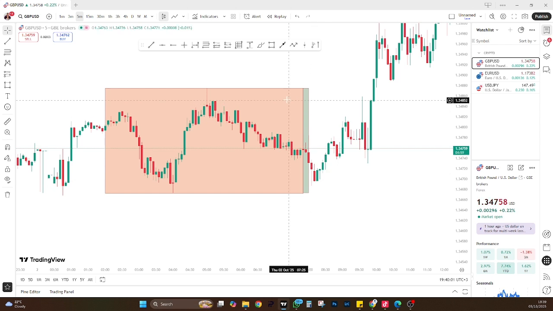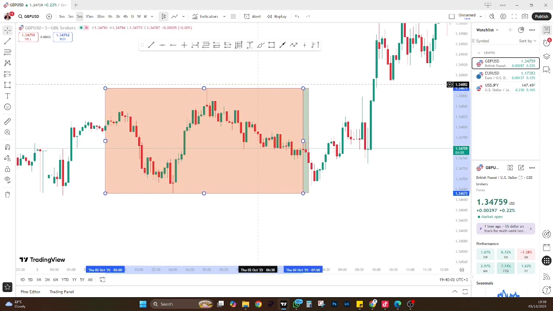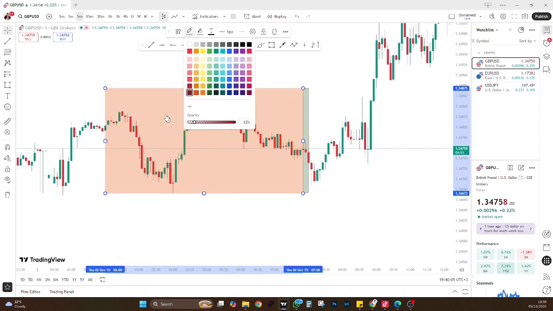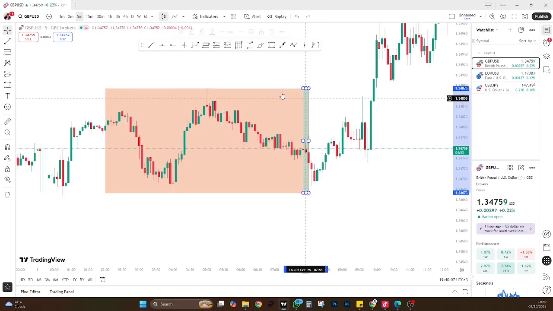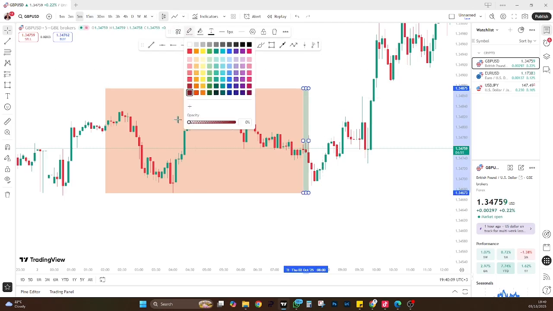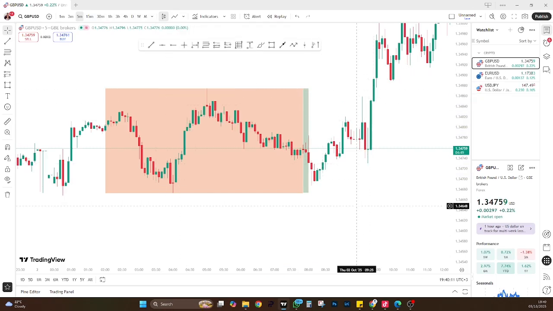So the market did not take either of the liquidity. It did not take the high, it did not take the low.